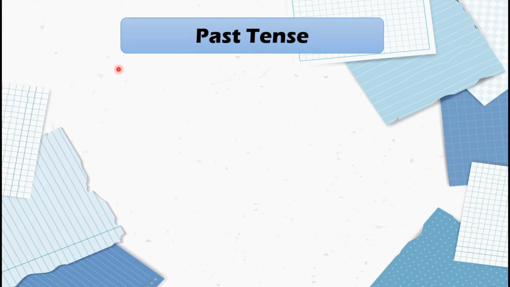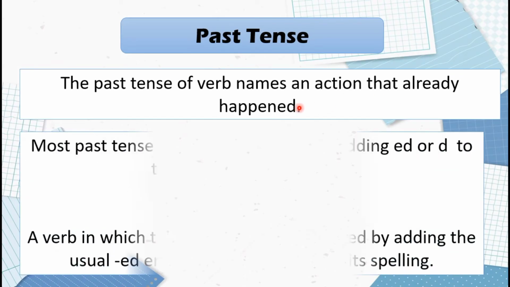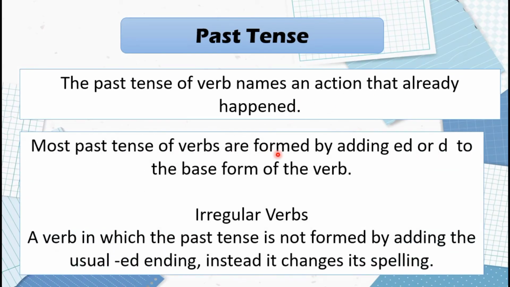Next, let's talk about the past tense. The past tense of a verb names an action that already happened. Most past tense verbs are formed by adding ed or d to the base form of the verb. On the other hand, irregular verbs, or verbs which are not formed by adding the usual ed ending, change their spelling or pronunciation sometimes, just like the word read, which becomes read for its past tense.